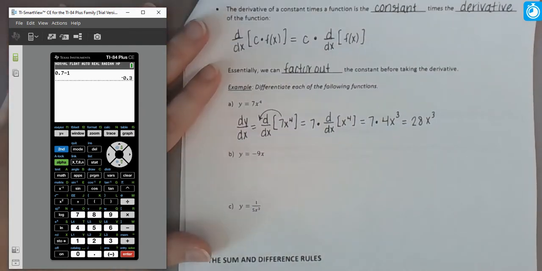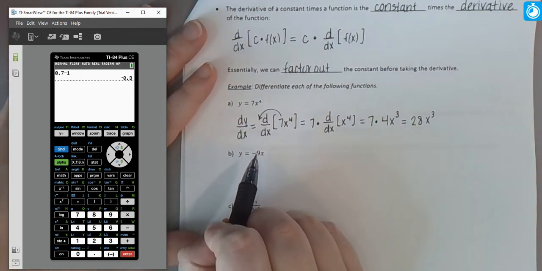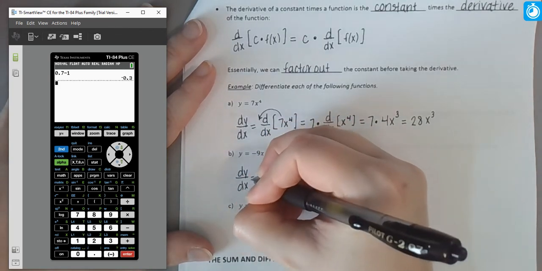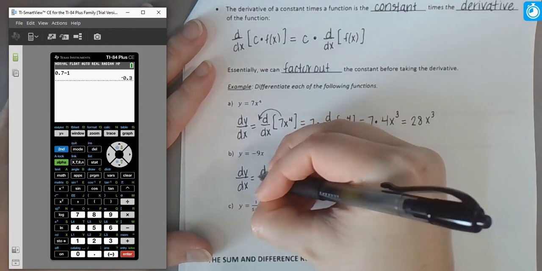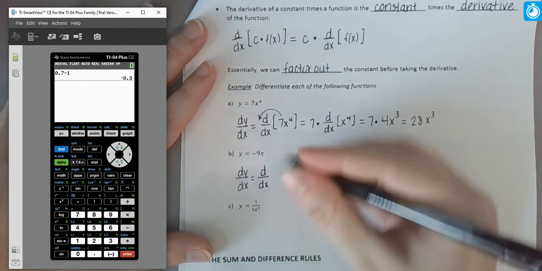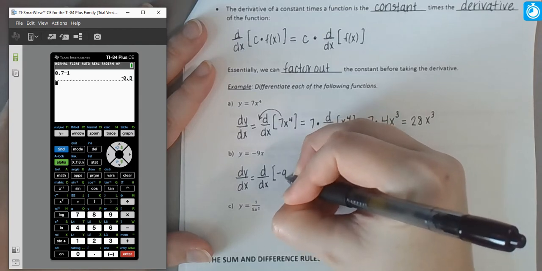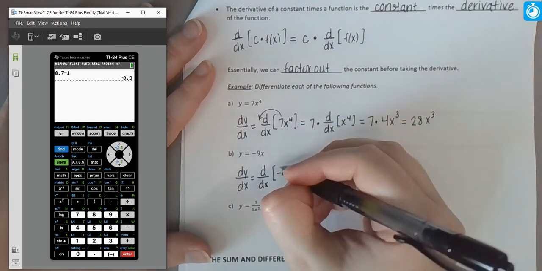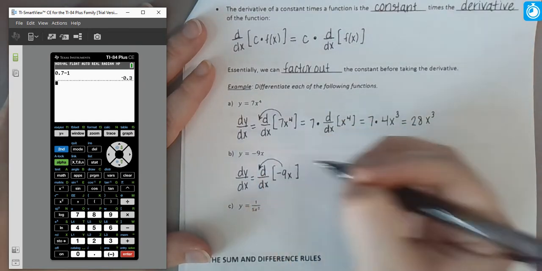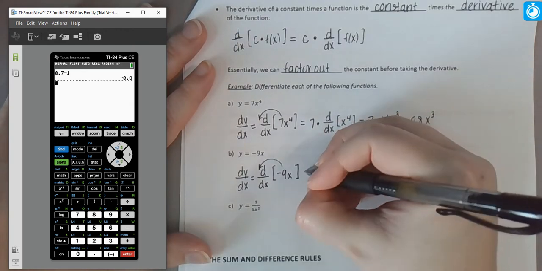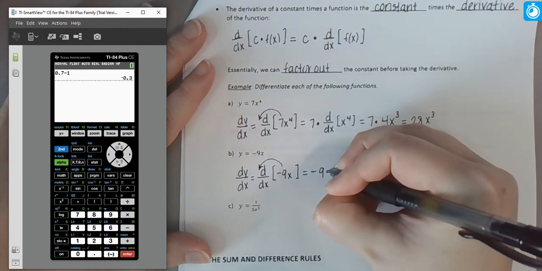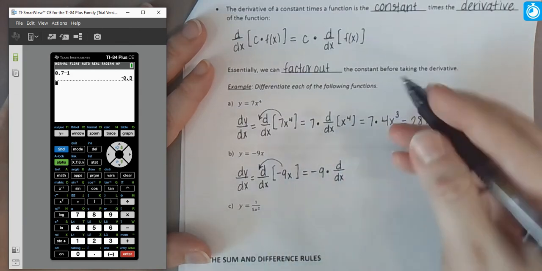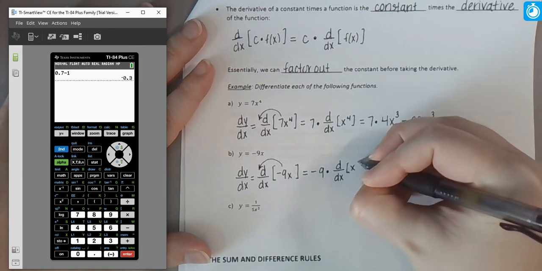Okay, let's try another one. The next function, y is equal to negative 9x. So the derivative of y with respect to x is going to be the derivative with respect to x of our function, negative 9 times x. The constant times a function rule tells us that constant coefficient can be pulled out front. So that's going to be negative 9 times the derivative with respect to x of the expression that contains our variable, which in this case is just going to be x.